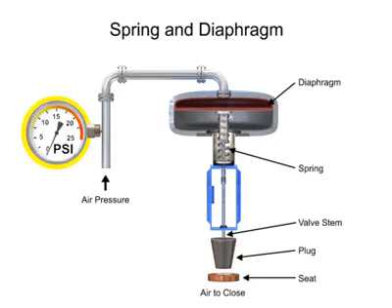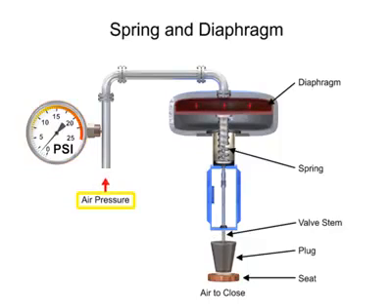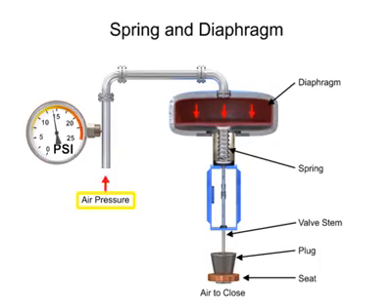A 15 psi pneumatic signal enters the housing at the top of the actuator. As pressure is exerted on the diaphragm, a downward force is applied against the spring, which moves the restrictor. The diaphragm moves until it creates an equal but opposing force against the spring, at which time the motion stops as the plug meets the valve seat.